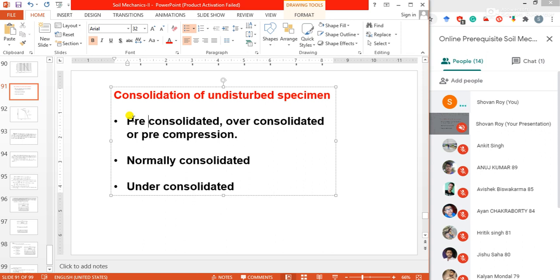soil deposits may be divided into three classes as regards the consolidation history: pre-consolidated, normally consolidated, and under-consolidated. Generally, a clay is said to be pre-compressed or pre-consolidated or over-consolidated. So clay type soil is normally pre-consolidated or over-consolidated or pre-compressed, whatever you can say. Clay is such a type of soil.